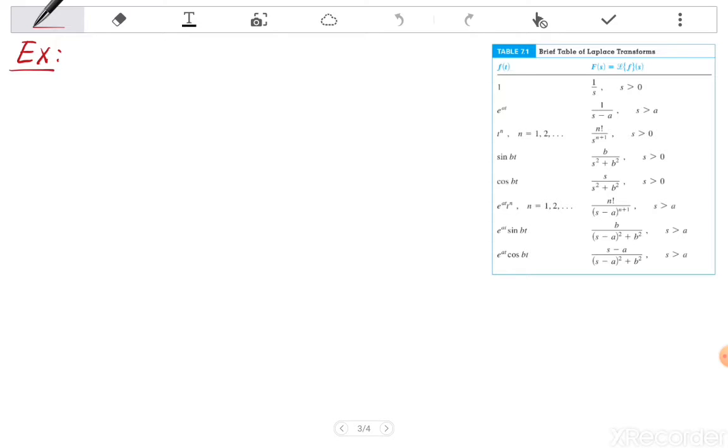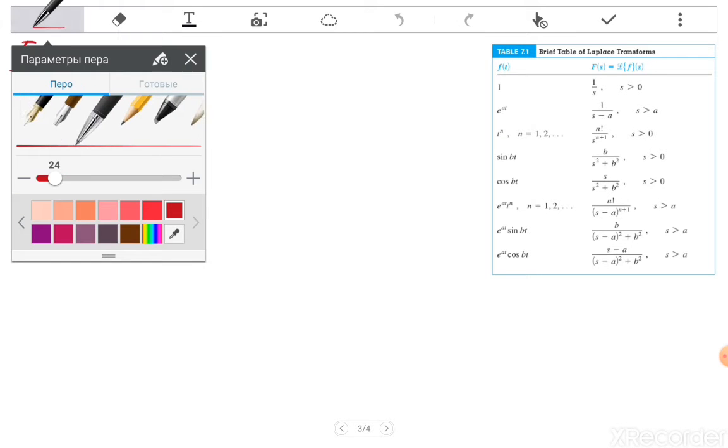As for Laplace transform, we have a special formula for finding it. Here for inverse Laplace transform, we can just do this by inspection using this table. Let's see how it works.